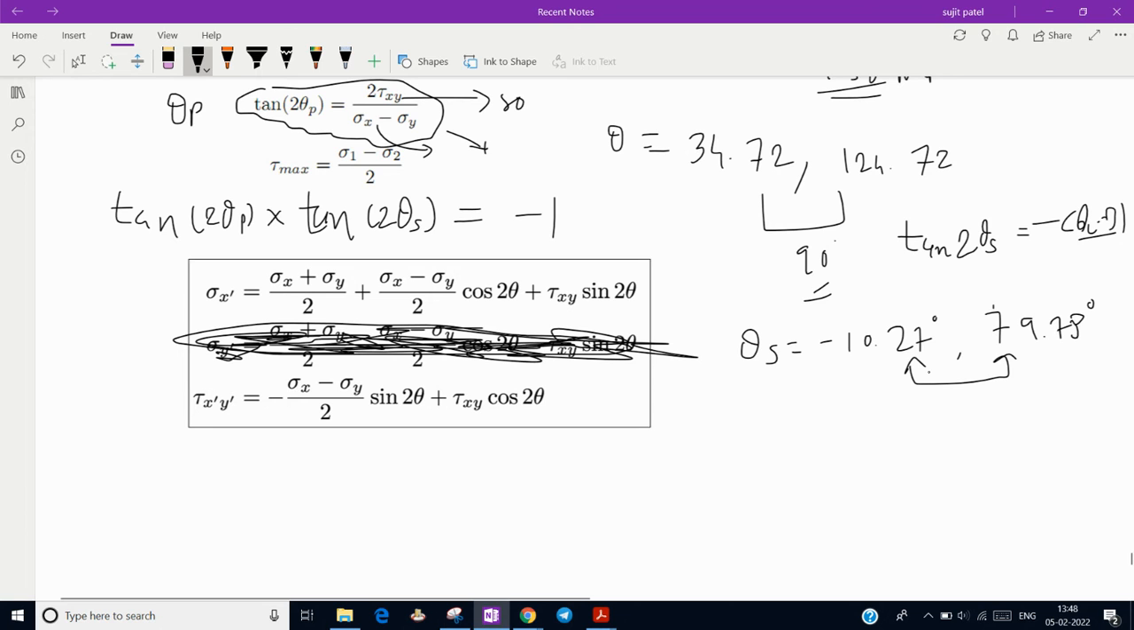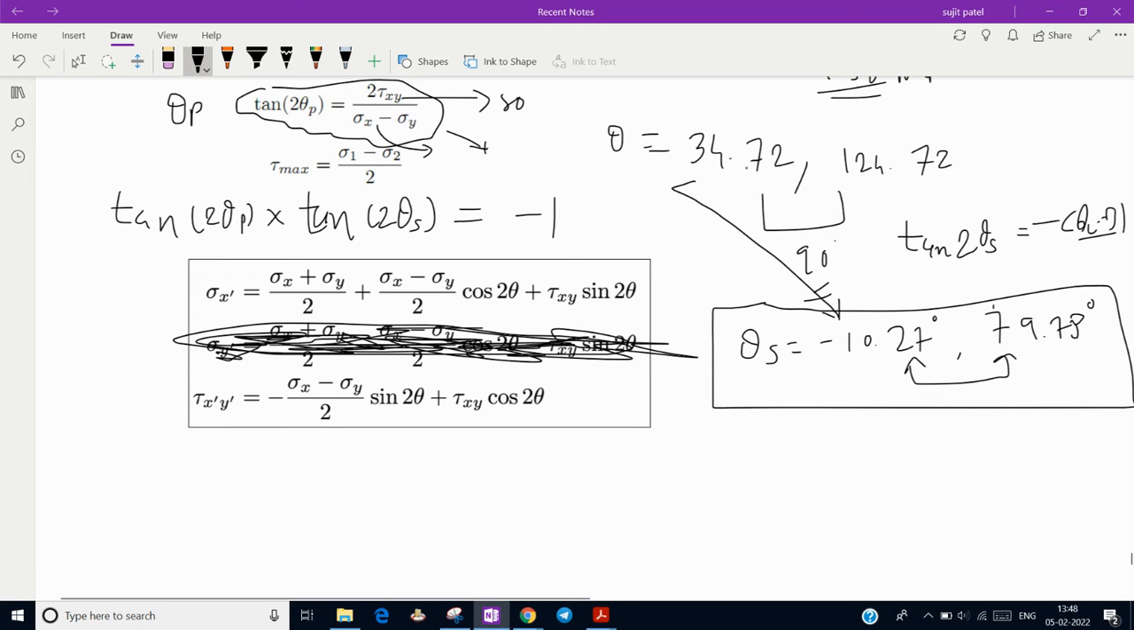Okay, sorry, the value of the angle of the principal planes and the shear planes. Note down that the angle between these two is 45 degrees. Again, these two should be matched, otherwise your answer is wrong.